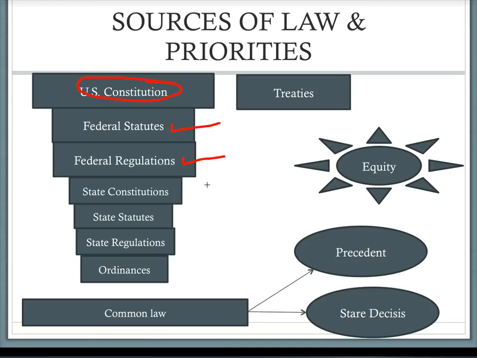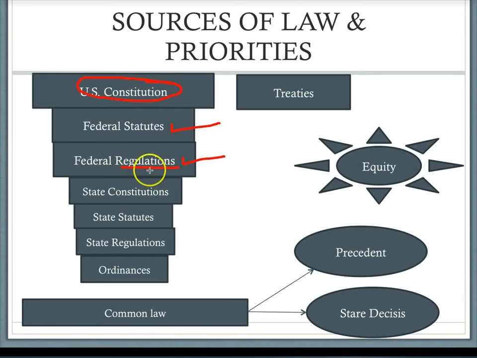Next in order of priority are federal regulations. As you know, there are many administrative agencies that pass regulations that have an impact, especially on business conduct. Examples would include the Food and Drug Administration and the Federal Trade Commission. Those administrative agency rules are called regulations, and those regulations have the force and effect of statutes. So although I've listed the regulations under federal statutes, the regulations actually have the same impact of statutes on business conduct.